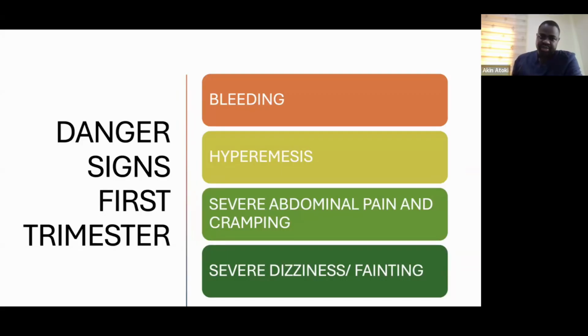But particularly in the first trimester, bleeding can be a sign of a miscarriage, a threatened miscarriage commonly in most cases. And for threatened miscarriage, usually there will be painless bleeding. When that bleeding is associated with pain in the first trimester, it might be as a result of an inevitable miscarriage.